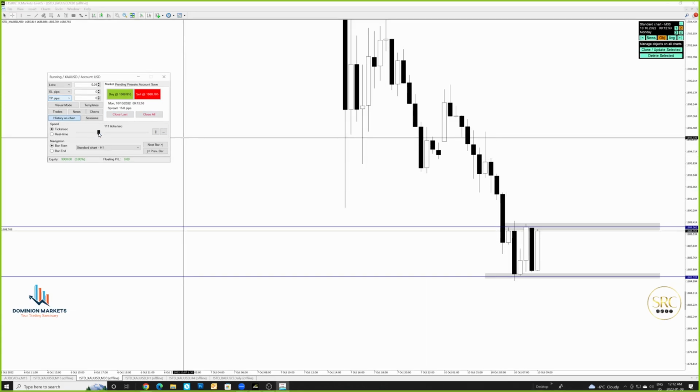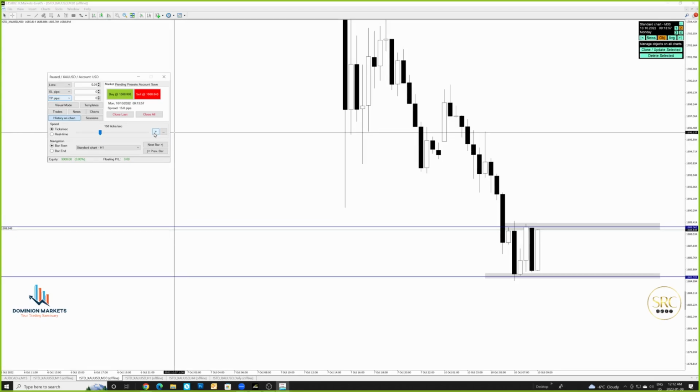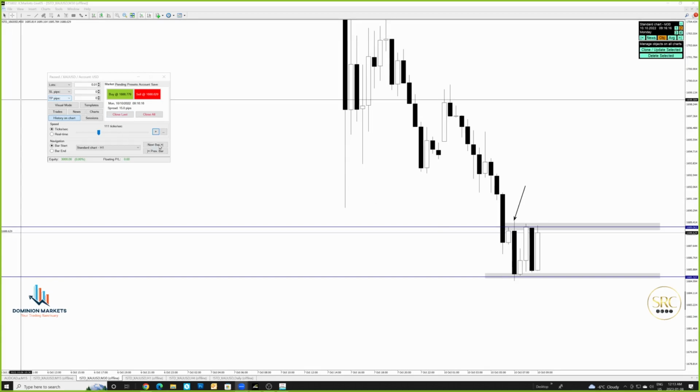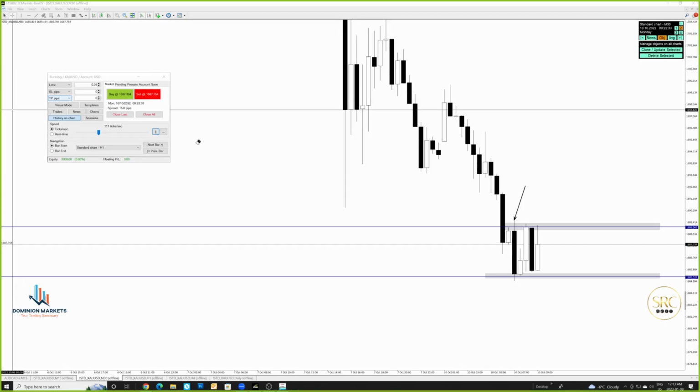Let's speed it up here a little bit. Oh wow, look at that. We're about to break up over here now. Beautiful. If we do break up, I think we'll have to break above this wick right here. If we don't break above that wick, then there's no buys. So we're just waiting. We got 9 simulation minutes left for the candle to close.